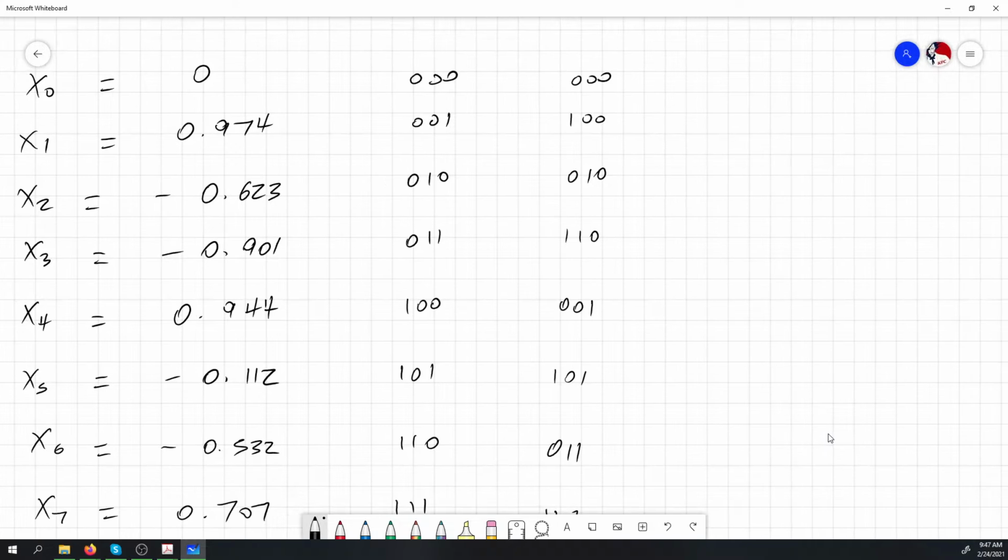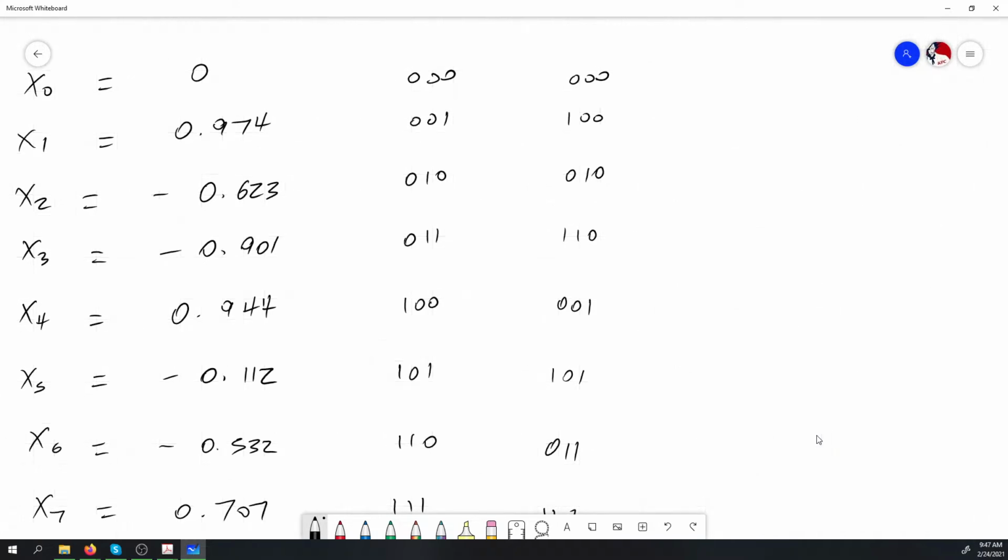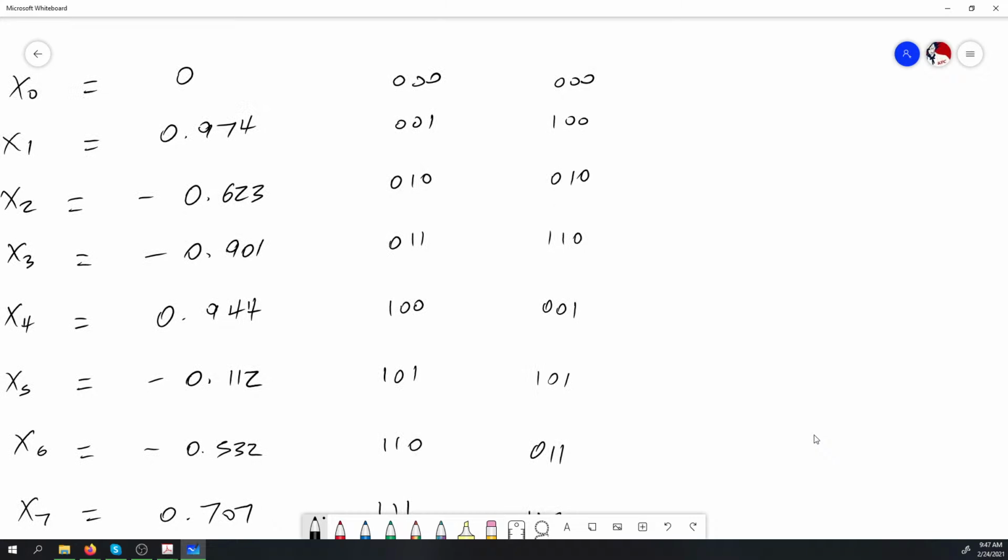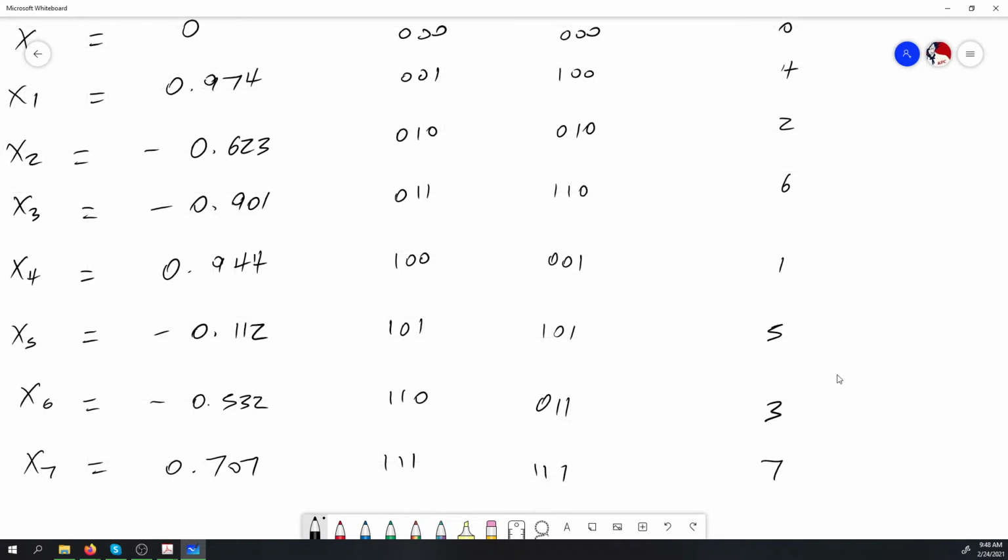So this means here, if we realign this back into positions, after bit reversal, this here is going to be position 0. This one here is 1, 0, 0, so that's position 4. Position 2. This here is position 6. This is position 1. This one's position 5. This is position 3. And this here is position 7.